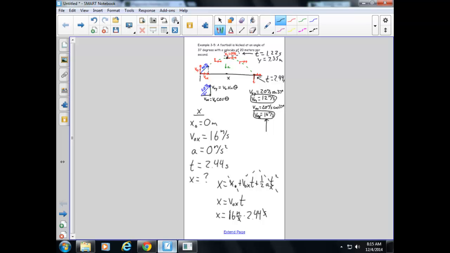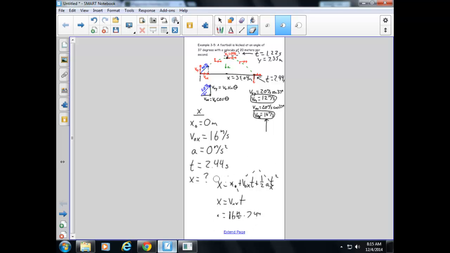16 times 2.44. I got a final position of 39.04 meters, which is roughly what the textbook got. The textbook used 2.45 for the total amount of seconds because they rounded slightly differently than we did. I'm okay with 39.04 meters. So we know that the total distance the football travels is 39.04 meters. Cool. We can erase that.